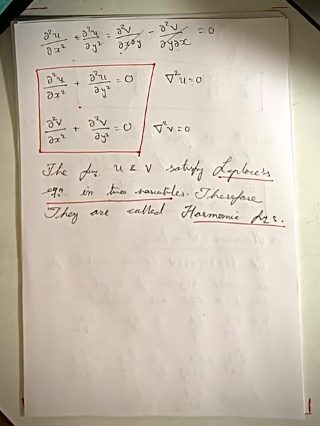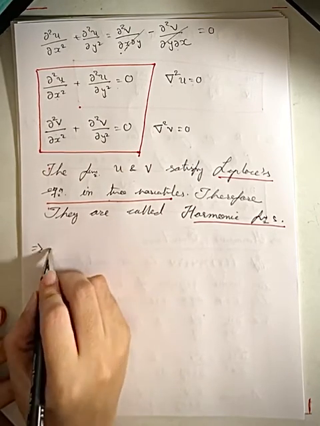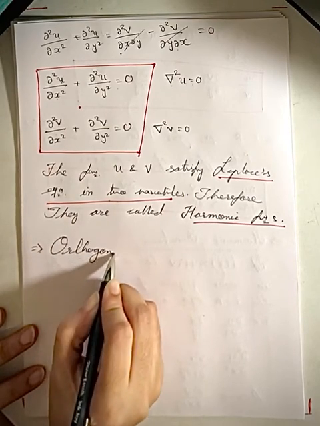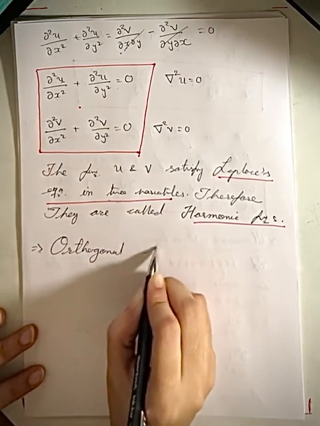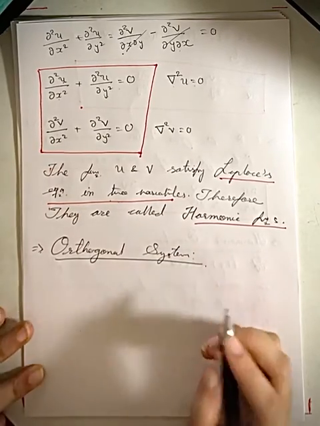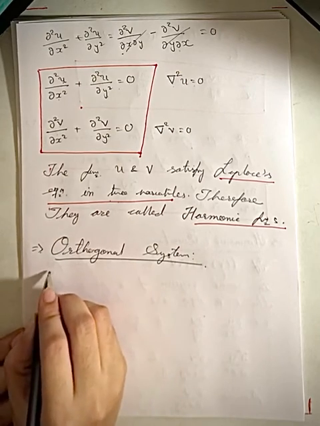Alright, then there is one more little result we want to know, and that is the orthogonal system. Now we consider two families of curves.